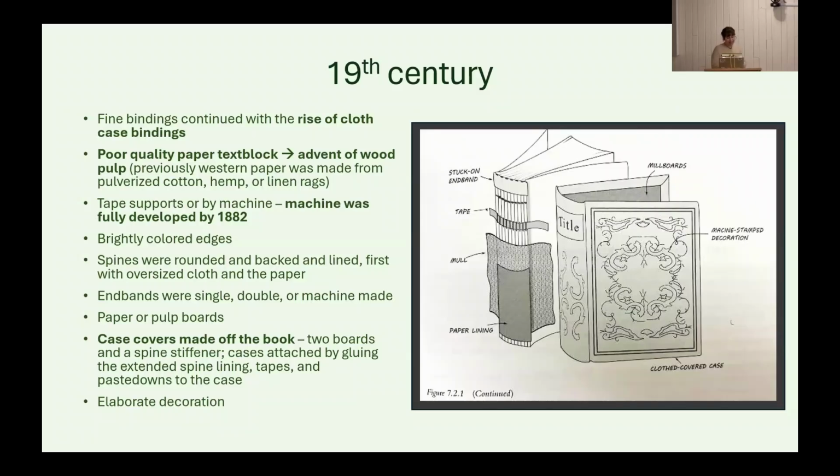The end bands may be sewn still, or they're beginning to be machine made. So large stretches of textile might have thread woven around one edge, and people could simply cut them to the width of the text block and just stick them on. And then the cases, as you can see in the diagram, the case and the text block are two separate pieces, and the final step would be to use adhesive to connect the two components. So again, sort of what you were seeing in that 4th century example.